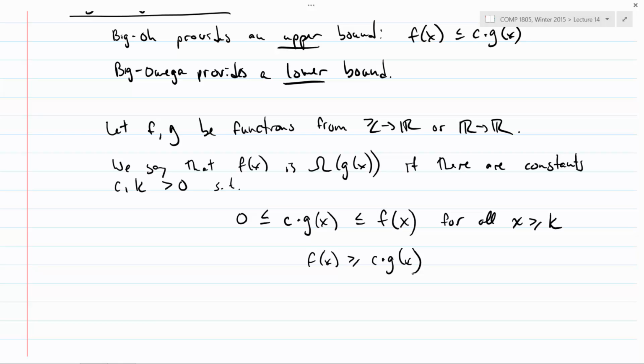So just like before, c and k are witnesses, and you can either write f of x as an element of omega of g of x, or f of x is equal to omega of g of x, although I just skirt the issue completely and say it's equal. Or say it is, sorry. So what it basically means is that after a certain value of x, f is always bigger than some constant multiple of g.